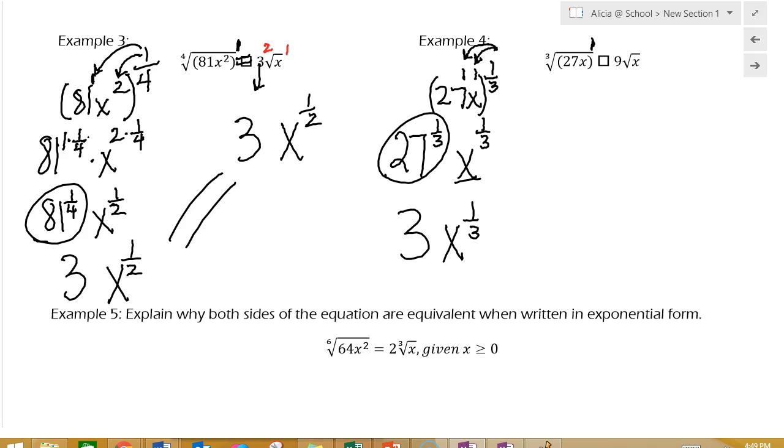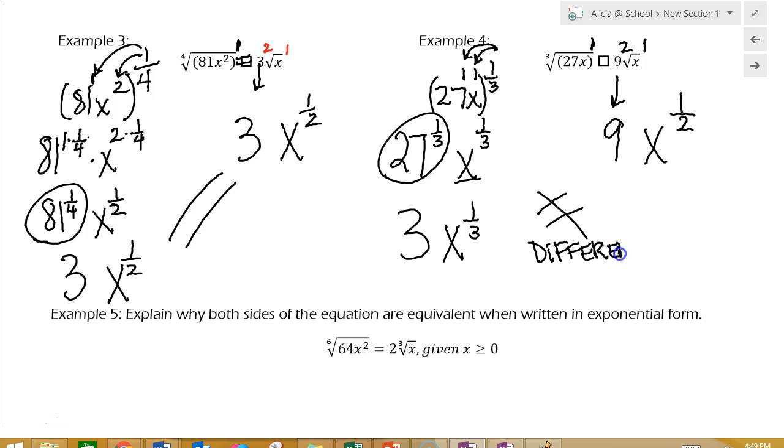Looking at that right side, I'm going to bring that coefficient of a 9 down. Remember that my invisible exponent of a 1, my root is a 2. This is going to be x to the 1/2 power, which is not equal, right? The coefficients are different, the roots are different, so different roots and coefficients.